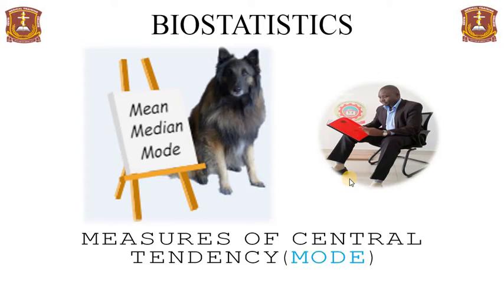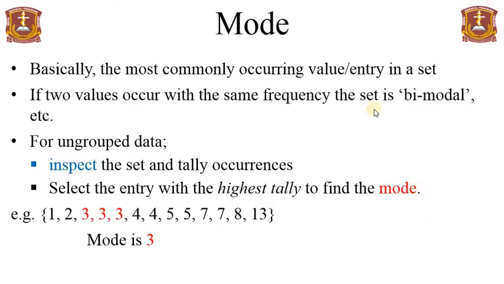Our study this time is on mode as part of measures of central tendency. I want us to say something about this because it is also relevant in biostatistics. Basically, the most commonly occurring value or entry in a set is what we call the mode, or what gives us the modal value for that kind of data. If two values occur with the same frequency, the set is said to be bimodal, etc.